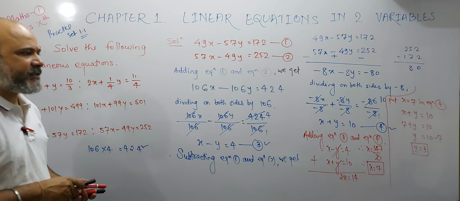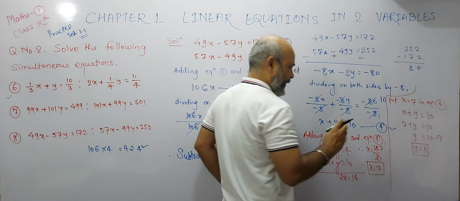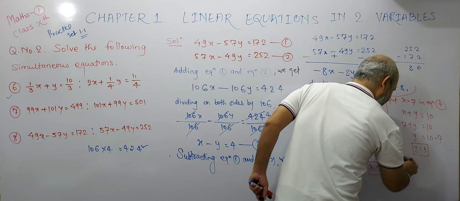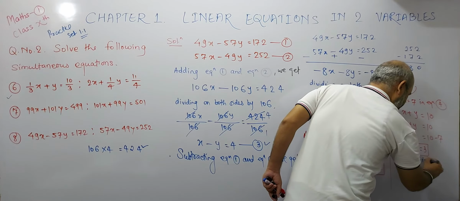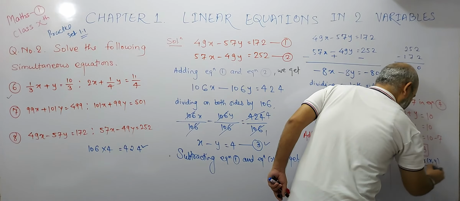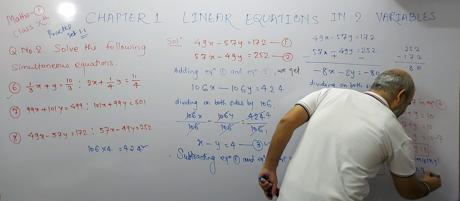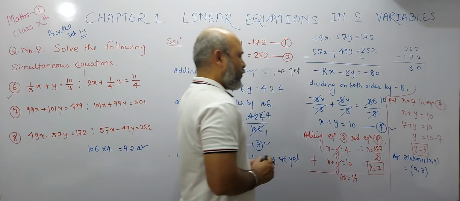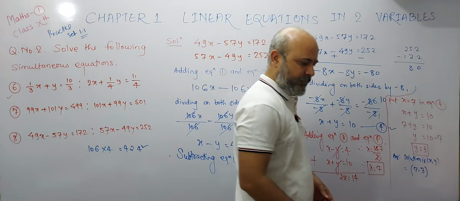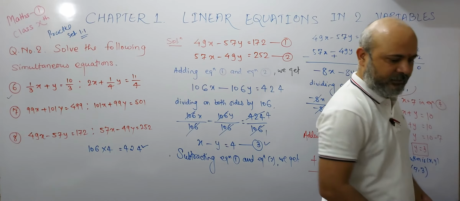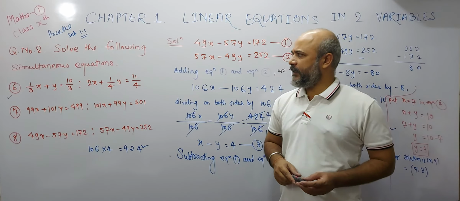So what is the value of x? Value of x is 7. And what is the value of y? y is 3. And then write the final answer. Solution is x comma y, where x is 7 and y is 3. So this is the answer of sub question number 8 of question number 2. Solve the following simultaneous equation.